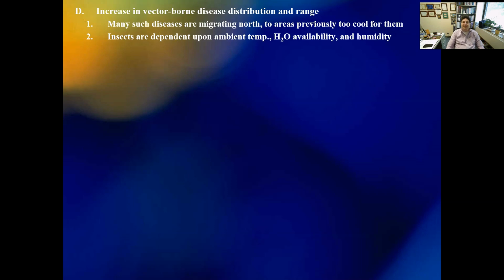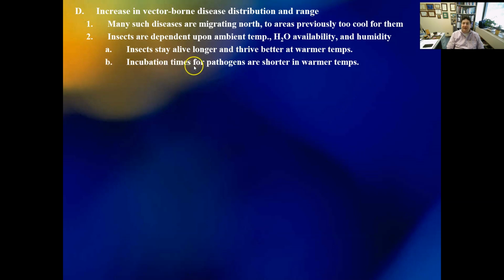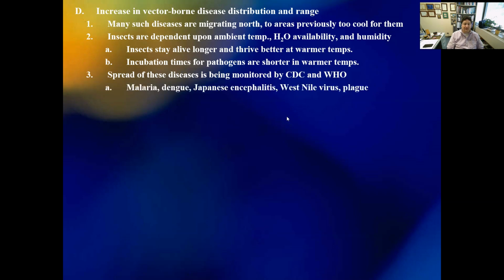Insects are heavily dependent upon environmental temperature. That's what ambient means, the outside environmental temperature, water availability, and humidity. So as it warms up, insects stay alive longer and do better at those warmer temperatures. And their incubation times are shorter. In other words, they can reproduce faster in warmer temperatures. So the spread of these diseases is being monitored by the CDC and the World Health Organization.